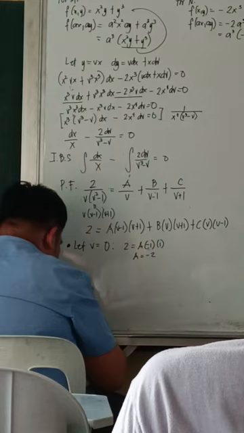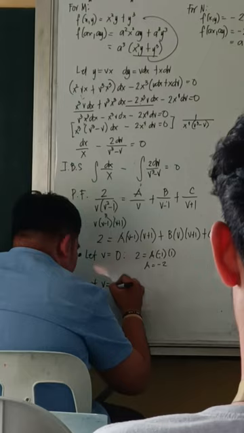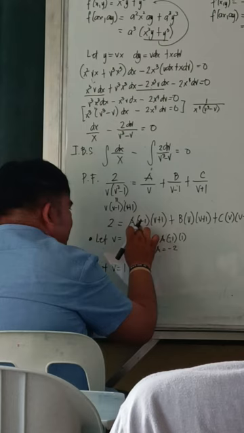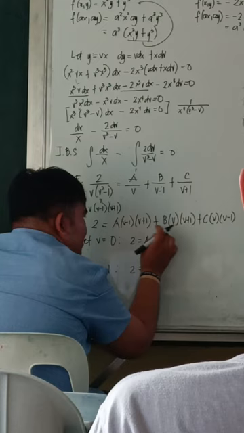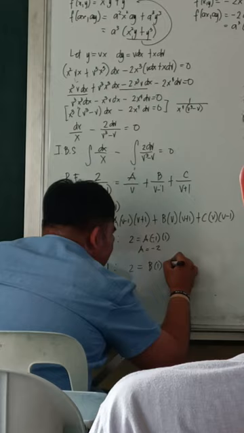Let v be equal to positive 1. When v is equal to 1, the A and C terms are 0, so 2 is equal to B times 1 times 2. So B is equal to 1.